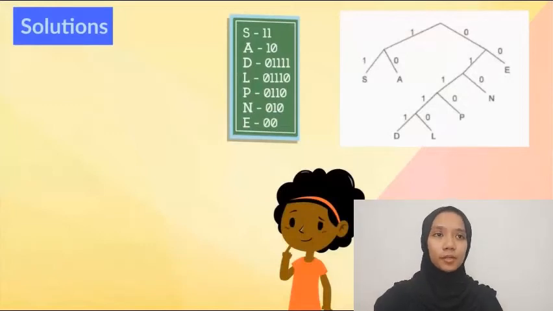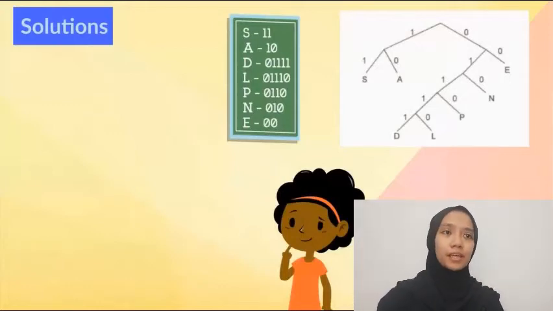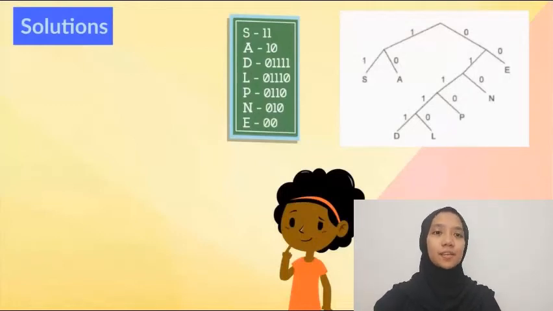Next, for the alphabet P, we will take the right path from the top and then the left path labeled 1 twice, and then the last one we take the right path, so that we can have P encoded as 0110. The alphabet N will be reached by taking the right path from the top and then the left and finally the right path, so that we can have N encoded as 010. For the final alphabet, which is E, we need to take the right path from the top and then the right path again, so that we can encode E as 0.